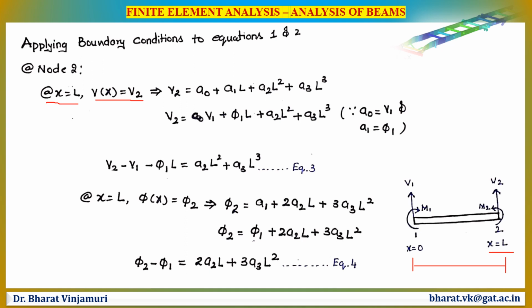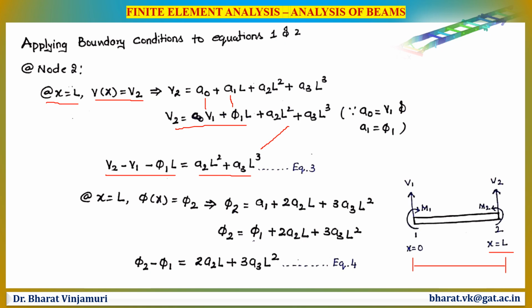Since we have already found that the value of a0 is equal to v1, we have directly substituted a0 as v1, and we have already found a1 as pi 1, so we have substituted a1 as pi 1. So v2 goes like this: v1 plus pi 1L, plus a2L square plus a3L cube. Now, a small mathematical simplification: we have taken v1 as well as pi 1L to the left hand side. So it looks like this: v2 minus v1 minus pi 1L is equal to the other part of the equation, a2L square plus a3L cube.